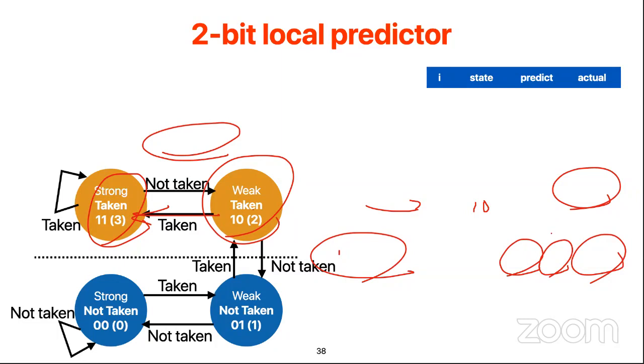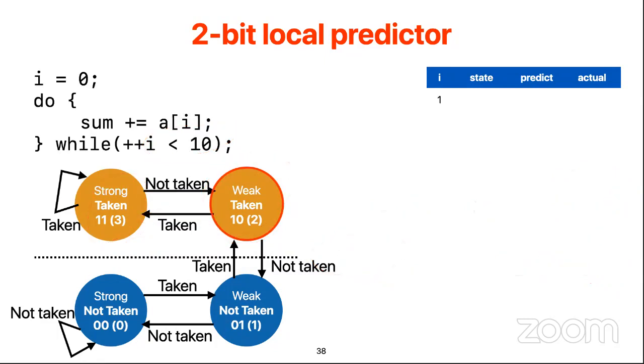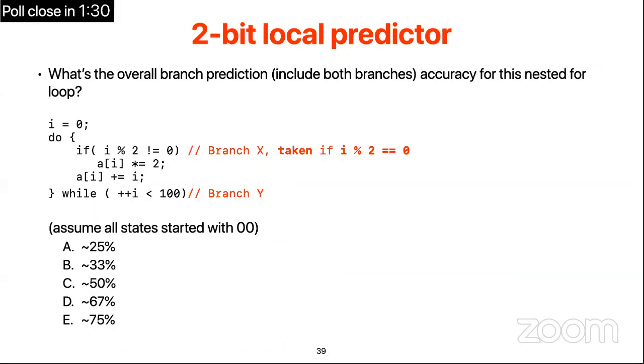So let me see what time. Do we still have time? So why don't you go ahead and just, well, let's try this question and see by how much you understand branch predictor.